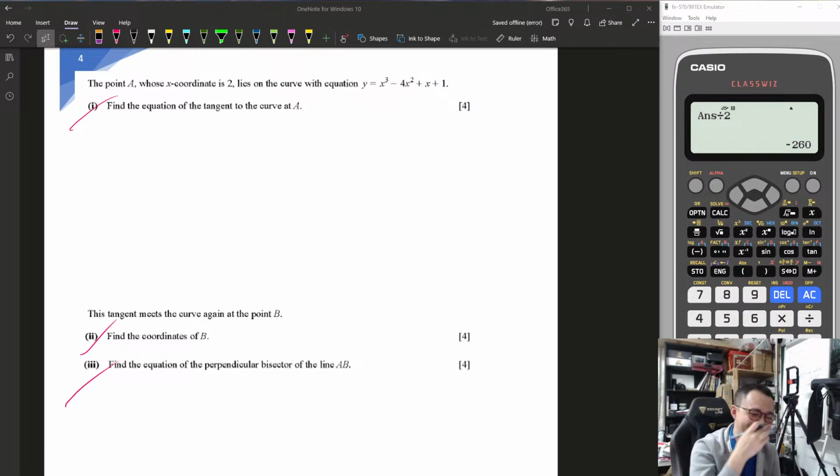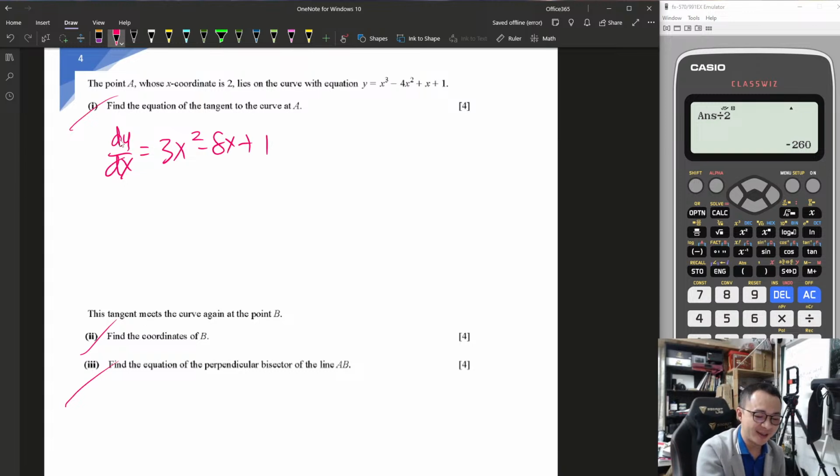Let's do this one. If I do it myself, equation of tangent, very easy. First thing I do dy/dx, so it should be 3x squared minus 8x plus 1. They say the x coordinate of A is 2. So when x equals 2, my dy/dx should be 12 minus 16 plus 1, so it is negative 3.